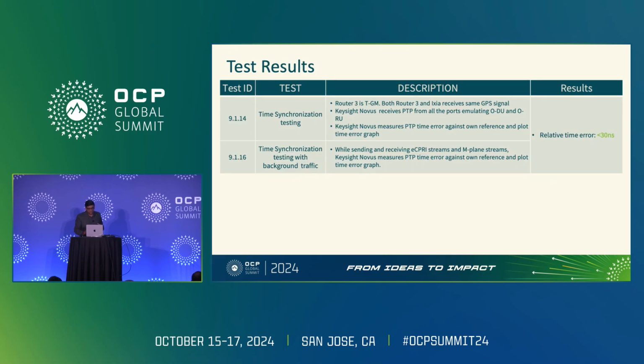What we found at that time is that the relative time error we measured in that network was below 30 nanoseconds. We ran that test for two different scenarios, one with background traffic and one without background traffic, and we were able to achieve below 30 nanoseconds of time error.